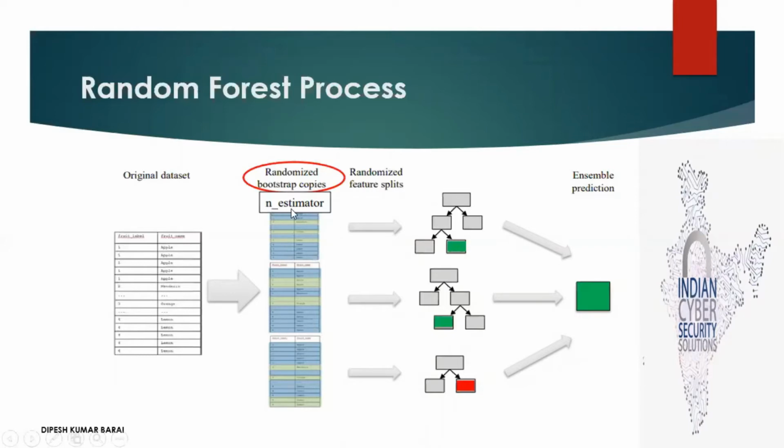Here, using the hyperparameter called n_estimators, we divide the dataset into many samples with replacement, and this sampling is called bootstrap sampling. After this we randomize the features, split the nodes, and then predict the result by combining their predictions.